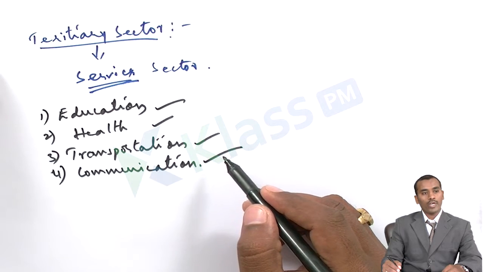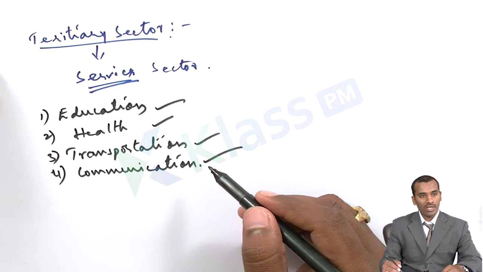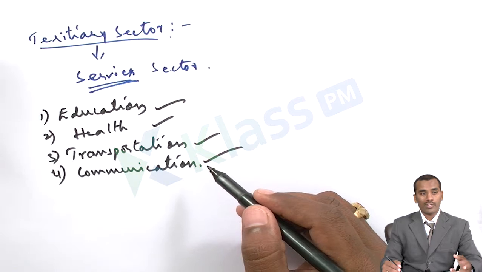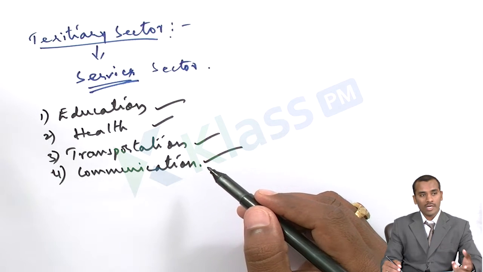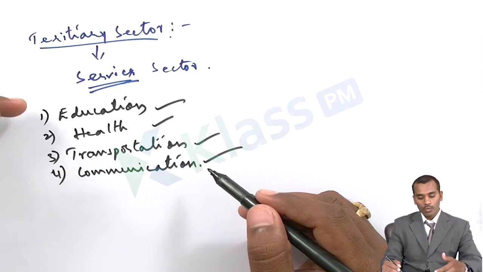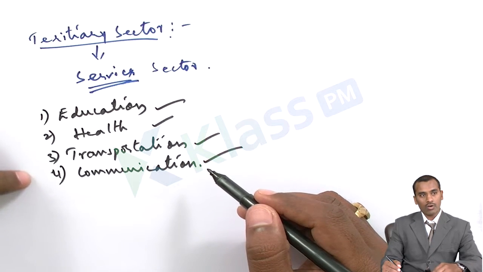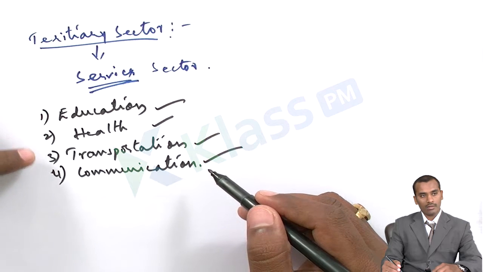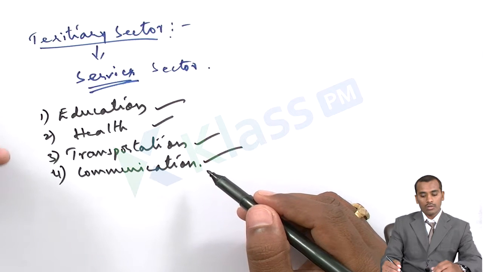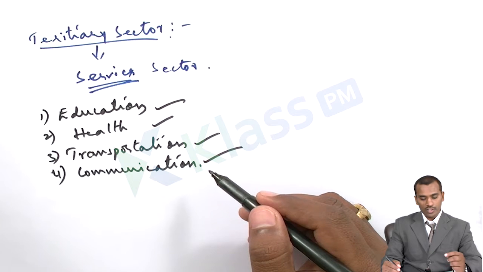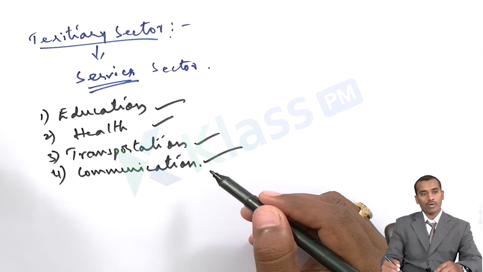For example, when you go to a school, you pay a certain fee and you get a service in return. When you go to a shop and want to buy something, you pay the money and you get the product. The same way here, what you get for your money is the service in all these sectors. Education, health, transportation, communication, all these things come under the service sector. This sector is also known as the tertiary sector, as we discussed earlier. The tertiary sector is named a service sector because we get a service in this particular sector.